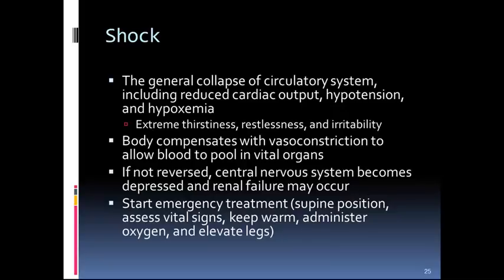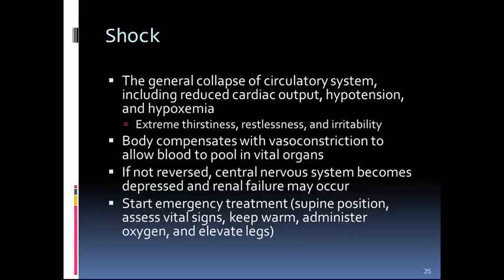Shock is a general collapse of the circulatory system, including reduced cardiac output, hypotension, and hypoxemia. Extreme thirstiness, restlessness, and irritability are common. The body compensates with vasoconstriction to allow blood to pool in vital organs. Vasoconstriction will cause cool, clammy skin, pallor color, tachycardia, and decreased urinary output. If not reversed, the central nervous system becomes depressed and renal failure may occur.